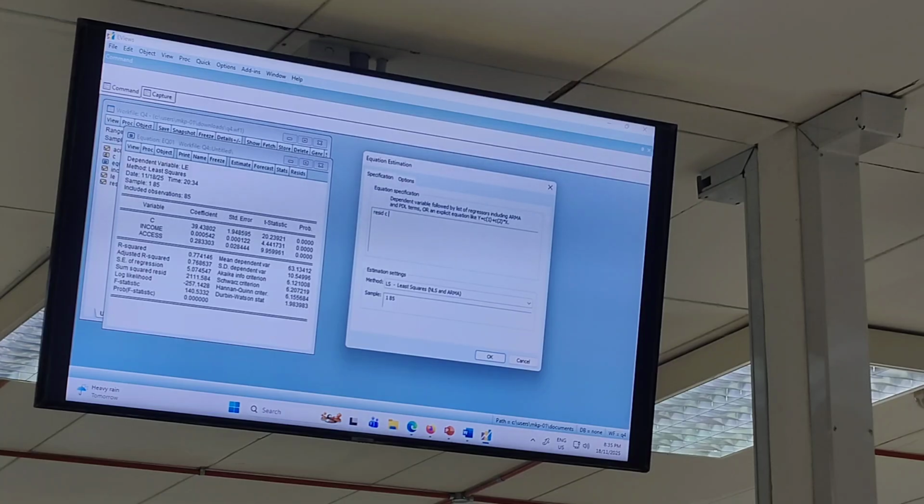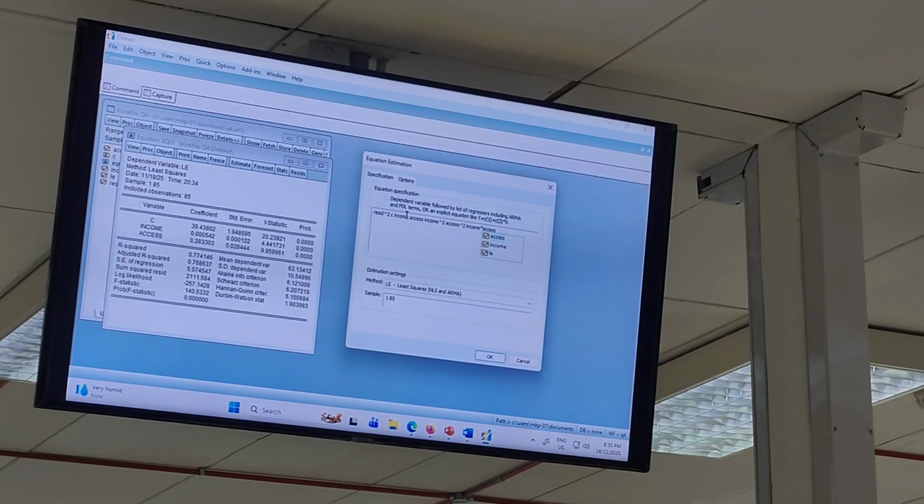So, squared residual. And then we need to include all x, so we have income and assess, and then we have the square of each x, so income squared, we have assess squared, and interaction, income times assess. This is how we perform the White test manually.